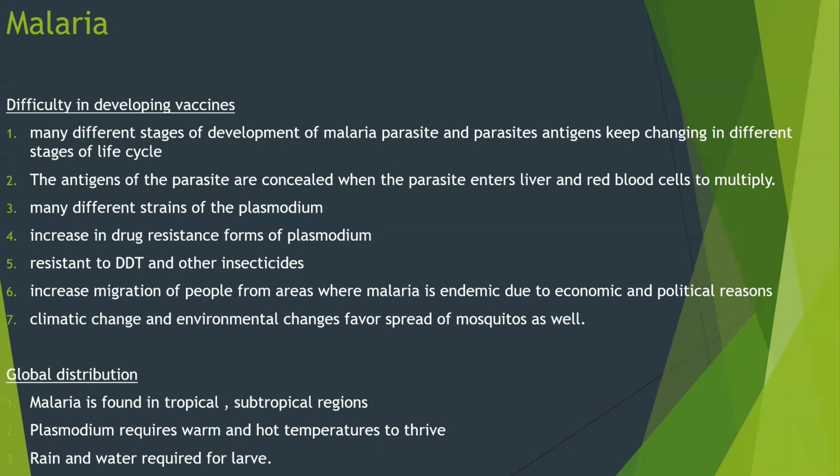Global distribution is basically that they are mostly found in tropical and subtropical regions, just because it provides the critical factors, which is warm hot temperatures and also water or rain, which is required for the larvae.